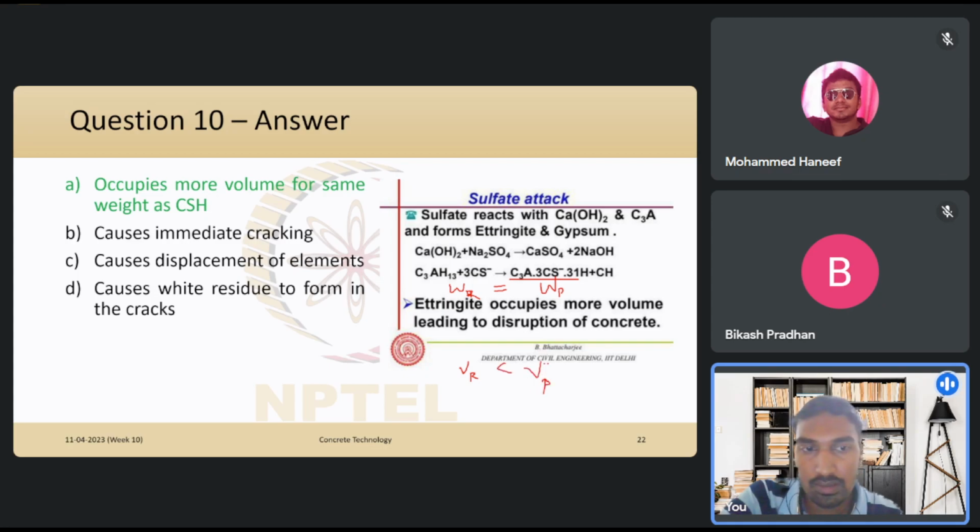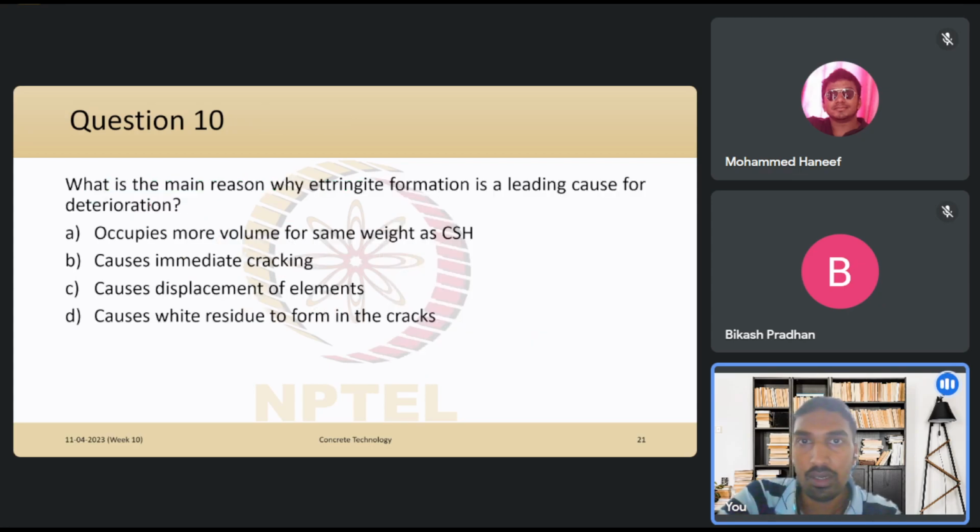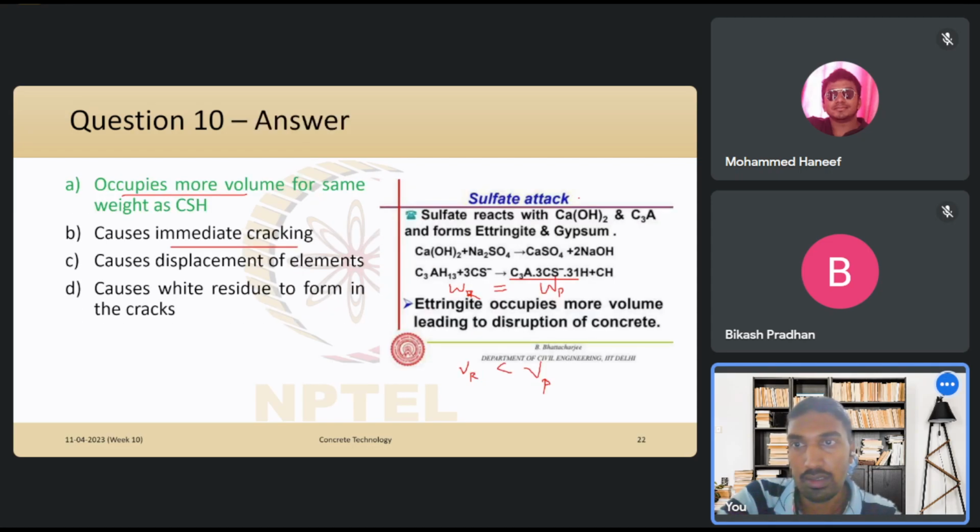So this is the cause. Even though the weight is conserved, the volume is actually increasing. Because of that increase in volume, you will see the crack formation. The crack formation is the effect, and the cause is the increase in volume, right? Here we are asking what is the reason, or the cause, right? So therefore, A is the right option.